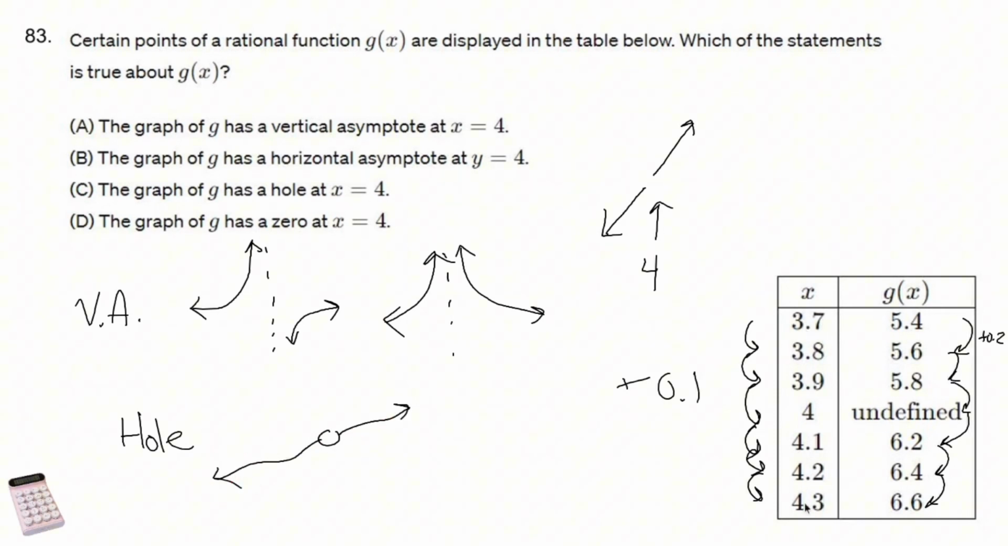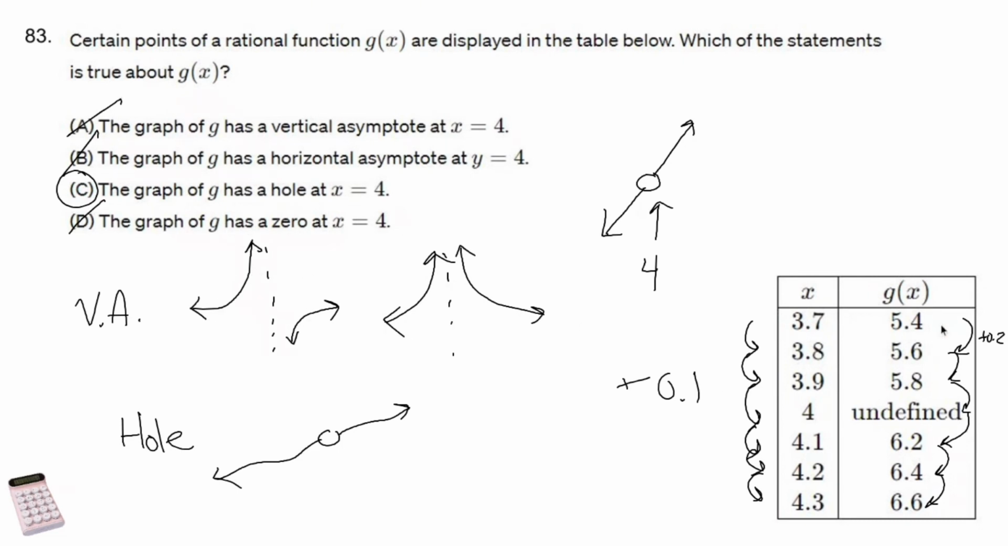This stays very consistent. It's very linear until all of a sudden it's undefined, which tells me at 4 you have a hole. So not a vertical asymptote, not a horizontal asymptote. Yes, a hole and not a 0. If it was a 0, this would say 0. But again, what vertical asymptotes are going to do is this number is going to be regular and then a little bit bigger and then a little bit bigger, then huge.